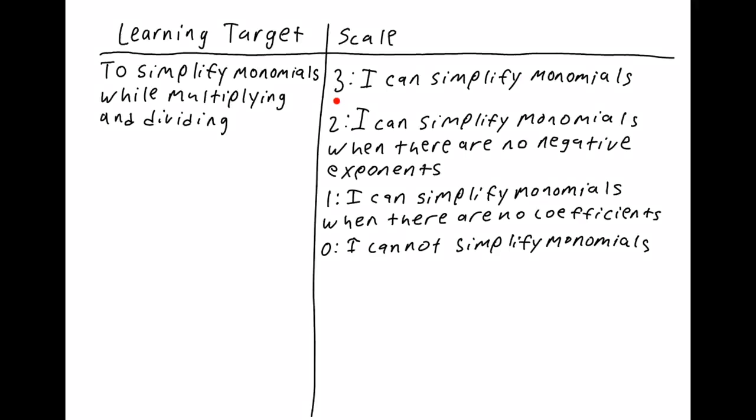So, you're at a 3 if you can simplify monomials. 2, you can simplify monomials when there are no negative exponents. 1, you can simplify monomials when there are no coefficients. Remember, coefficient is the number in front of the variable. And 0, you cannot simplify monomials.